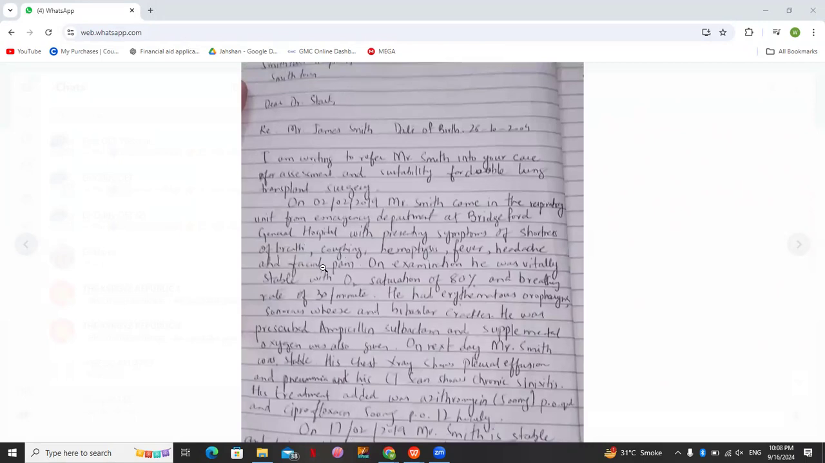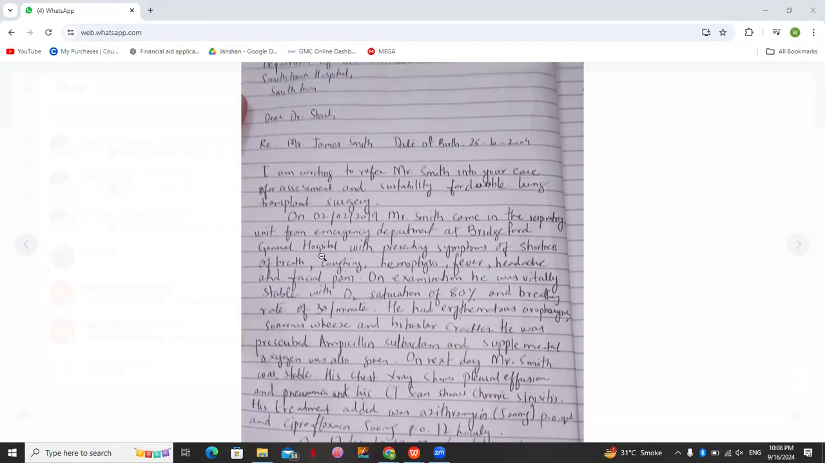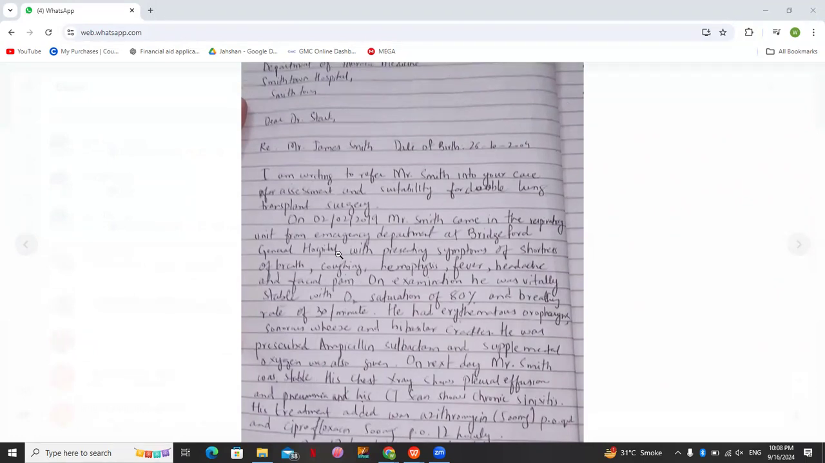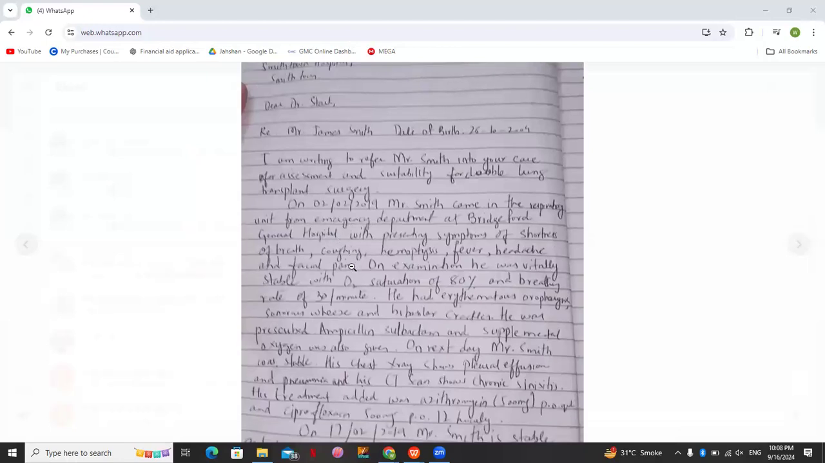So how should it have been written? You just have to write James. I'm writing to refer James into your care for assessment and suitability of double lung transplant. Okay, where is the reason? You are demanding, but where is the reason? Very poor purpose, not according to the criteria that I actually explained, okay, so no problem.